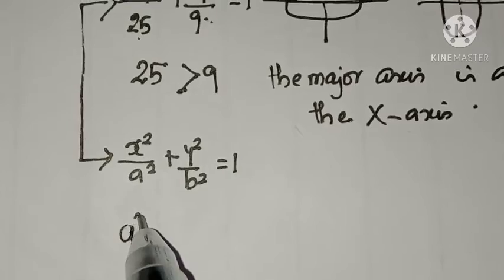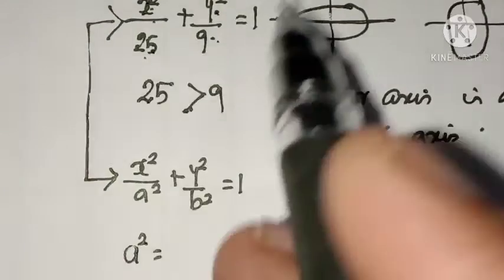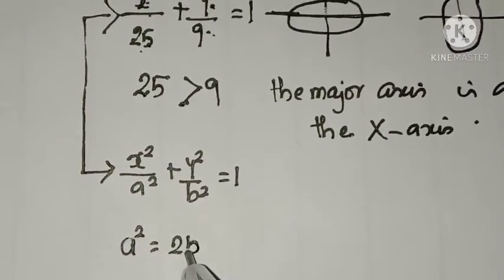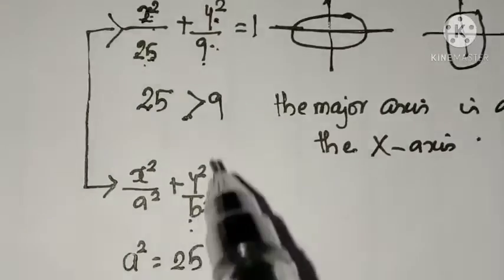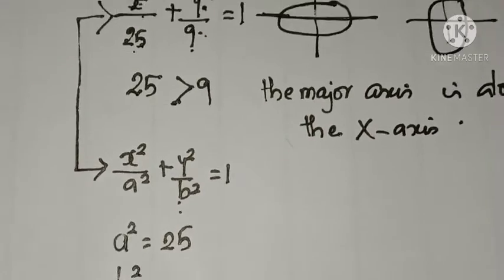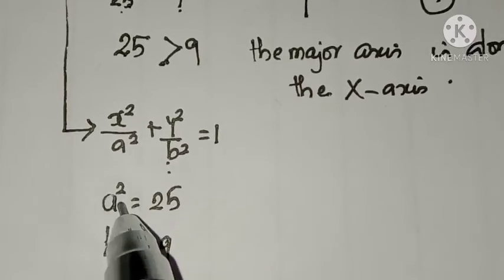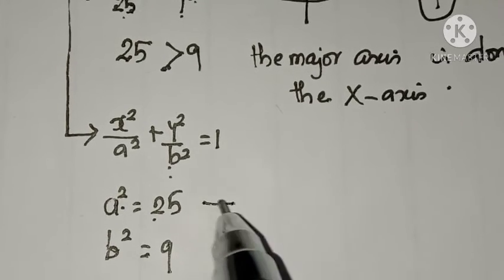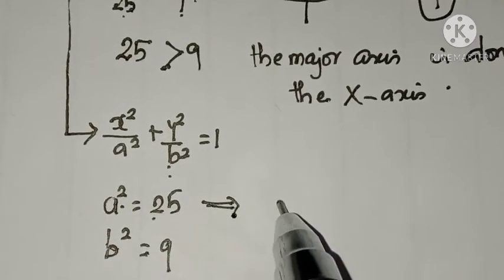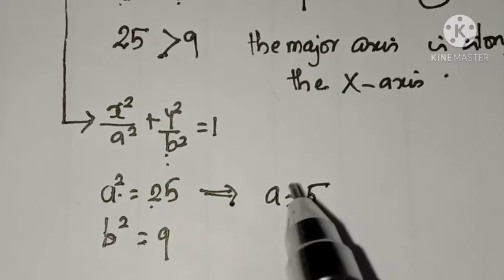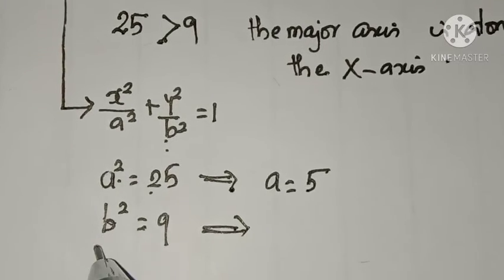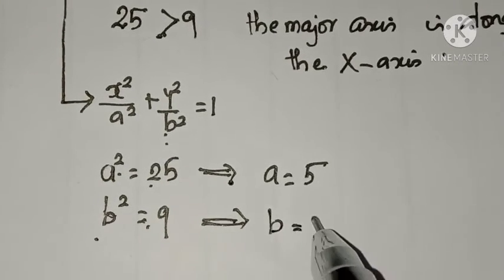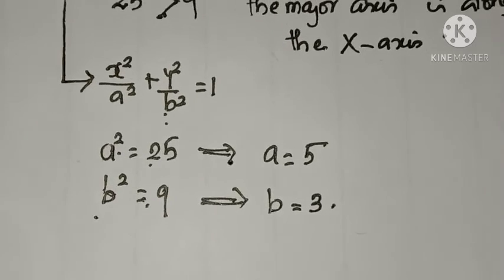Now, compare these two equations. So, what is a square? What is the denominator of x square here? 25. Now b square. What is b square? b square is equal to 9. If a square equals 25, then what is a? a is equal to 5. If b square equals 9, then what is b? b is equal to 3.